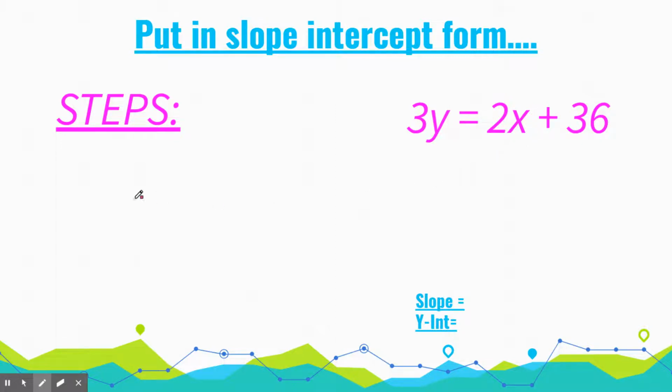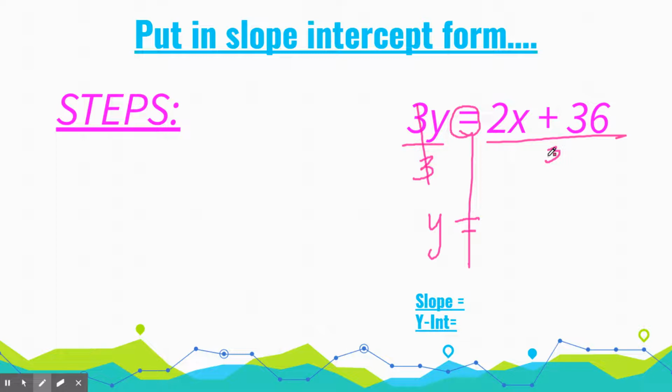So now we go to step 2, which is to divide by whatever number is attached to the y. There's a 3 attached to the y, so I'm going to divide by 3. Anything I do to one side of the equation, I have to do to the other. Now I'm going to simplify, which is our third step.